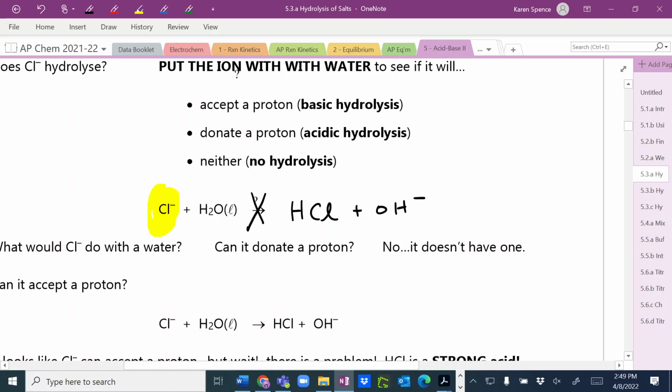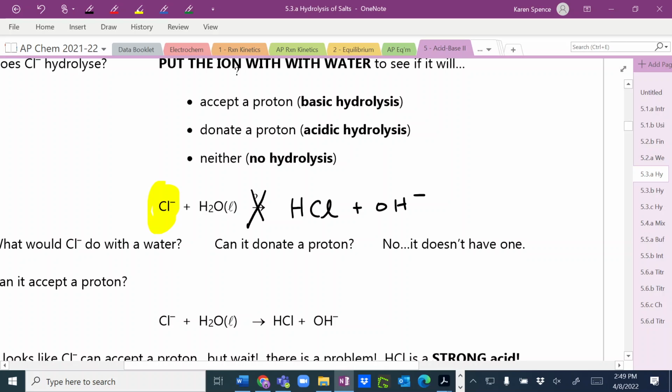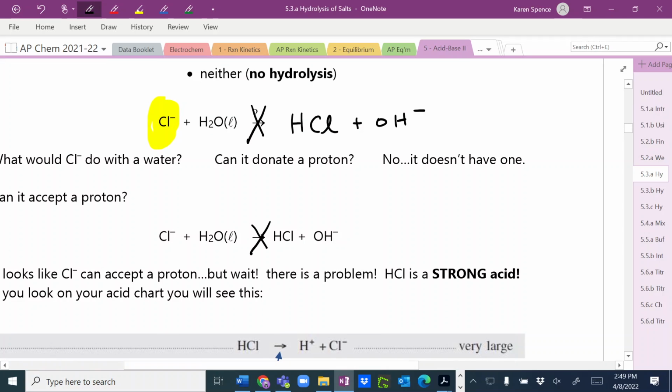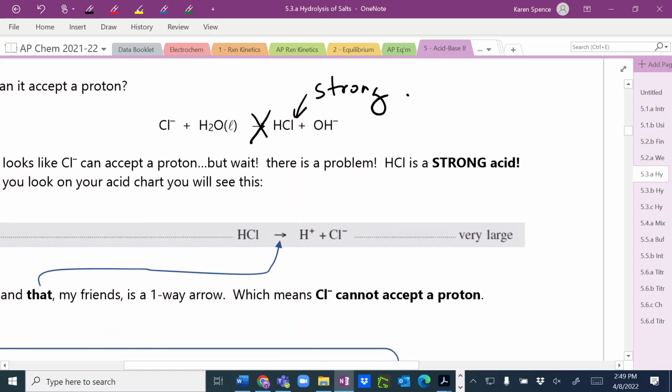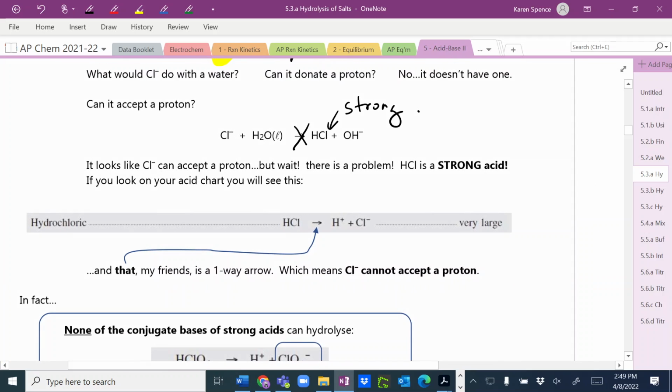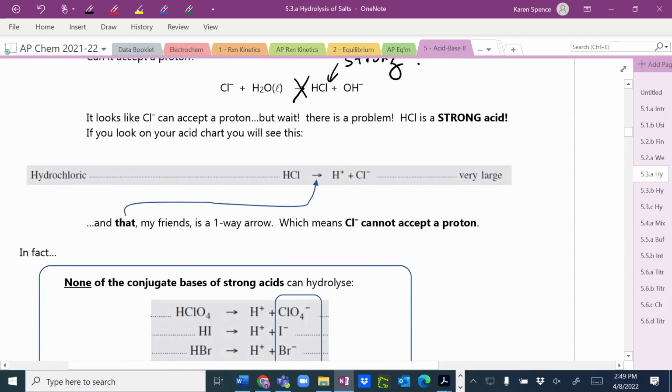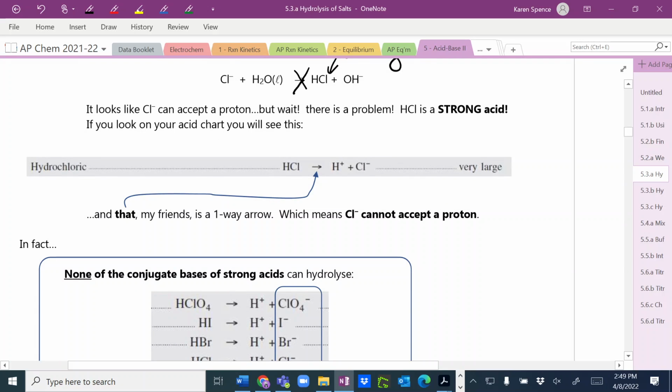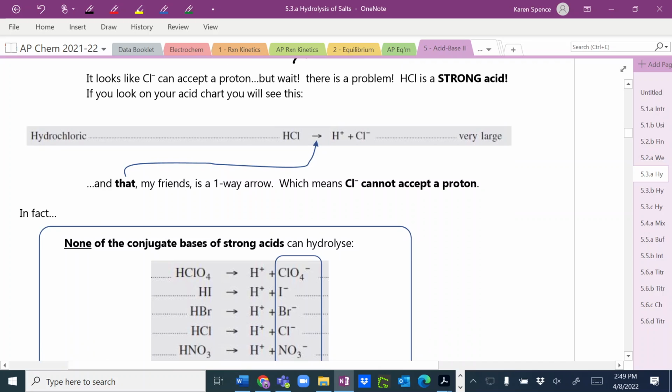So it cannot donate a proton, it has no proton. Can it accept a proton? No, it can't, because this is a strong acid, so we cannot do that. Apparently I was also feeling colorful today, and that, my friends, is a one-way arrow, which means Cl- cannot accept a proton. I feel better though, because every once in a while I read Hebden, and Hebden writes something like that, or Kolger writes something like that, and I'm like, oh, it's not just me.